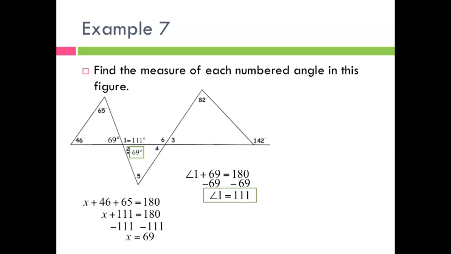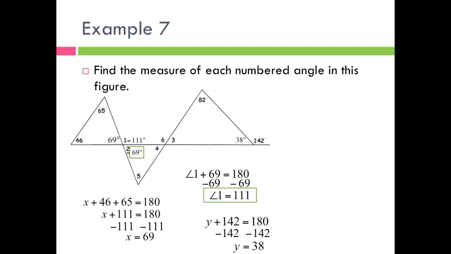Now let's move on to the other side of this diagram. We see that we have this 142-degree angle given to us, and since we have that angle and the angle next to it as linear pairs, we can say that that angle and the 142 degree angle must add up to 180. So y plus 142 equals 180. Subtract 142 from both sides, and we get that y is equal to 38. So this angle here is 38 degrees.